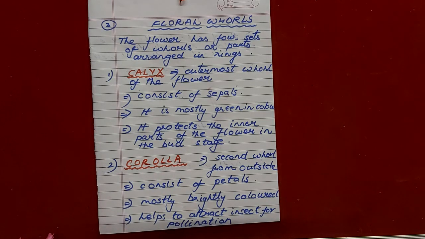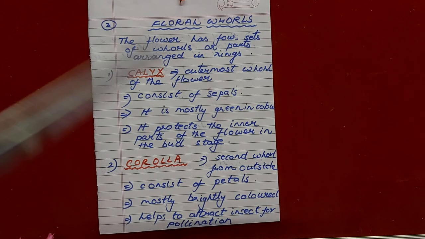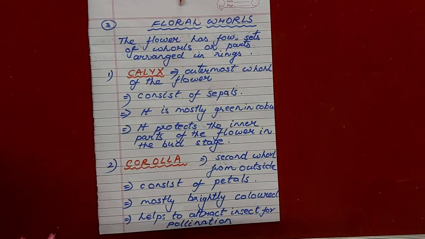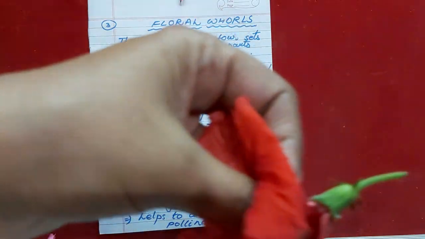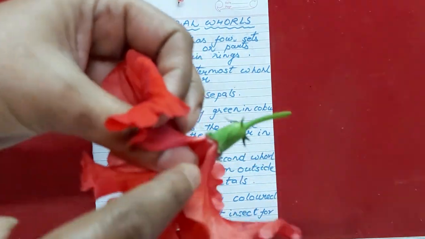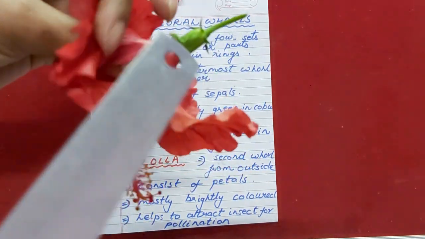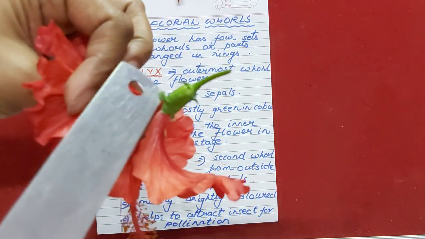Calyx is mostly green. It consists of sepals. So this individual one is called the sepal. See this one, this whole ring is called the calyx, and that individual one is called the sepal.